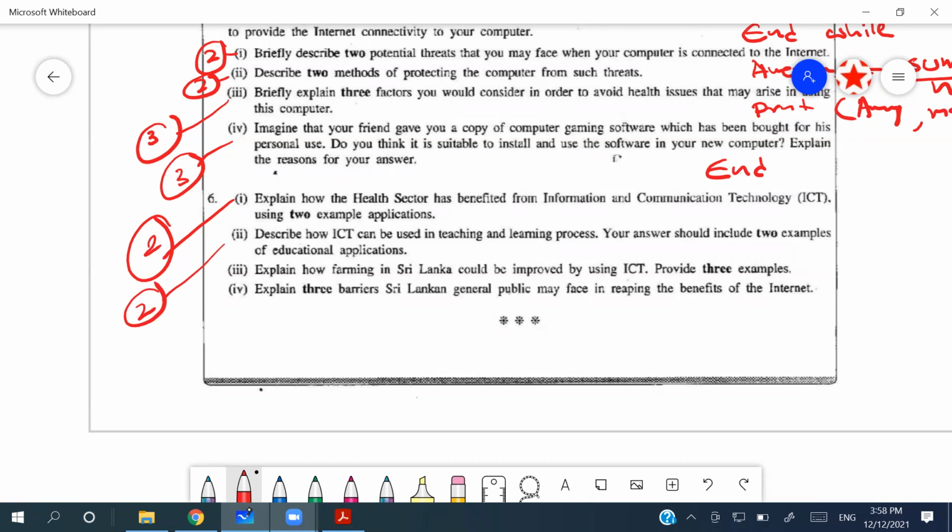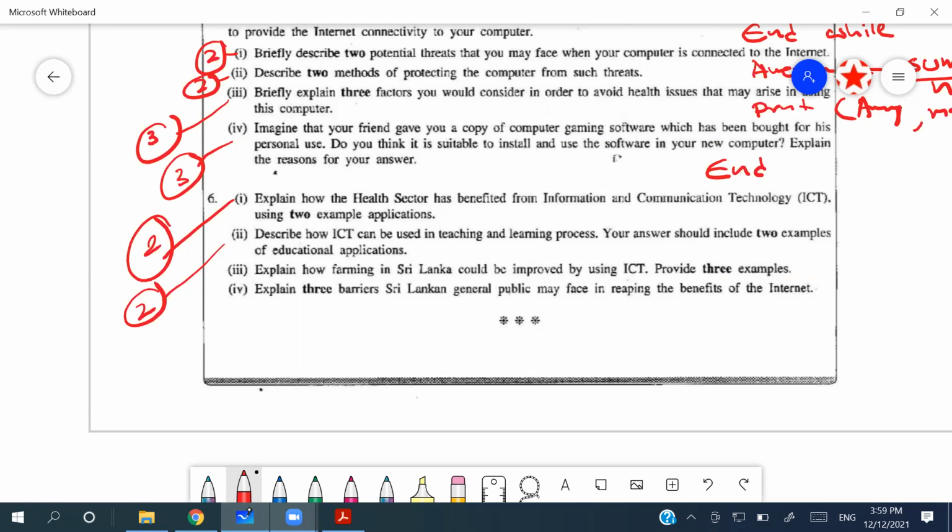Right, and in the third part it is asking, explain how farming in Sri Lanka could be improved by using ICT. Provide 3 examples. So when it comes to farming, they are talking about the agriculture and farming concept, right? Anyway, when it comes to farming, you can say that using RFID kind of technologies, you will be able to recognize where all your breed is, what is the location of them inside the farm.